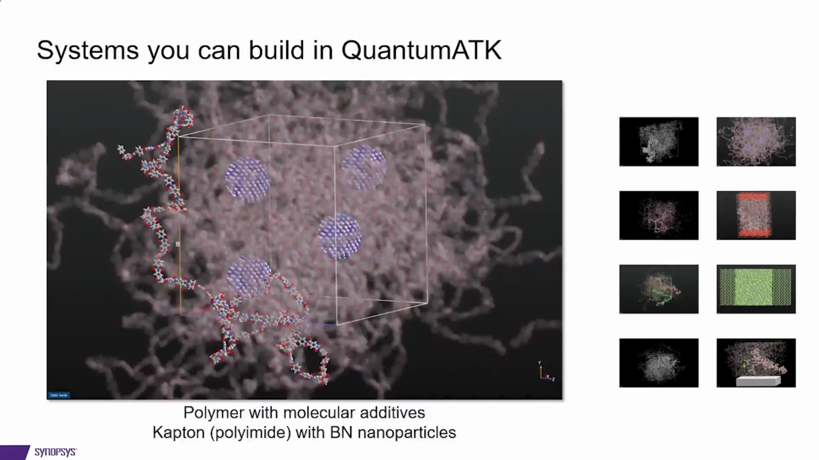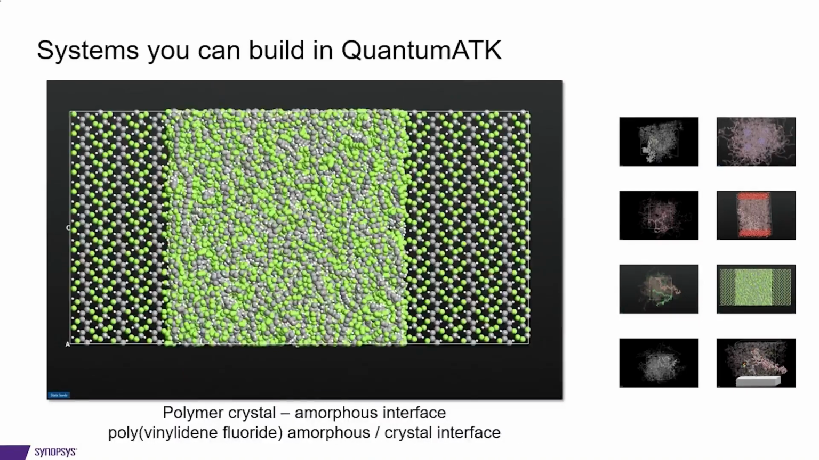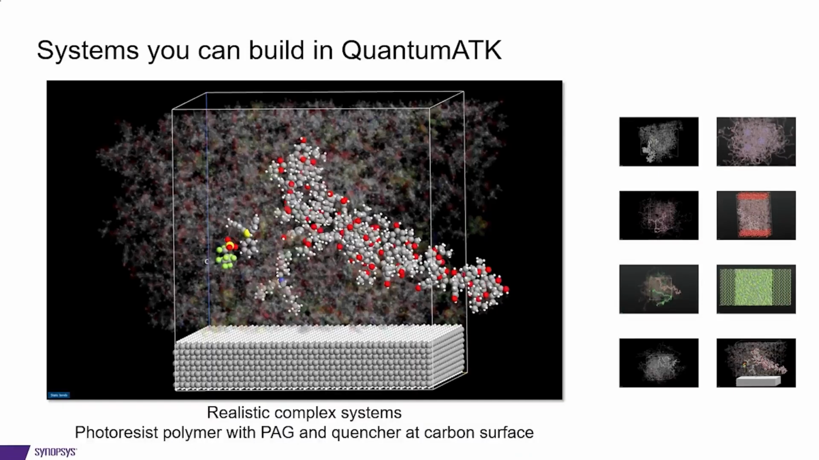You can build polymers with molecular additives, such as this model here of Kapton with boron nitride nanoparticles. You can build polymer surface interfaces, such as here this model of PMMA with a realistic amorphous silica interface. You can build crystalline amorphous interfaces, such as the example here of polyvinylidene fluoride. And you can also combine together different features to create quite complex models. So here we have a photoresist polymer with photoacid generator molecules and a quencher, all packed on a carbon surface.